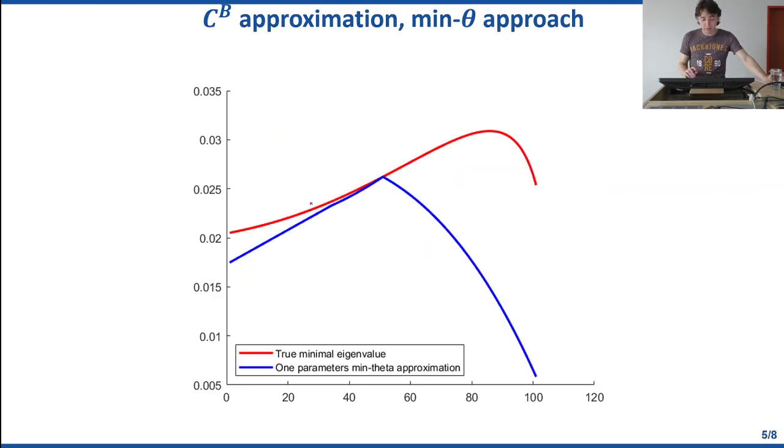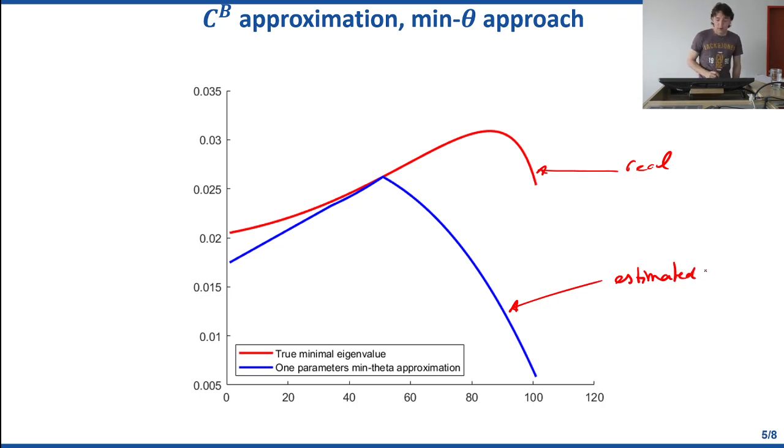How about this CB? Well, our CB approximation using this min theta approach looks like this. This is the real CB, and this is the estimated CB. So here we also see that at the extreme cases, we are about a factor of 5 off.